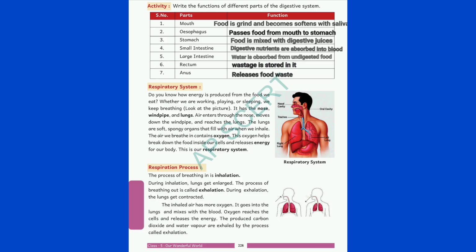The inhaled air has more oxygen. It goes into the lungs and mixes with the blood. Oxygen reaches the cells and releases the energy. The produced carbon dioxide and water vapor are exhaled by the process called exhalation.